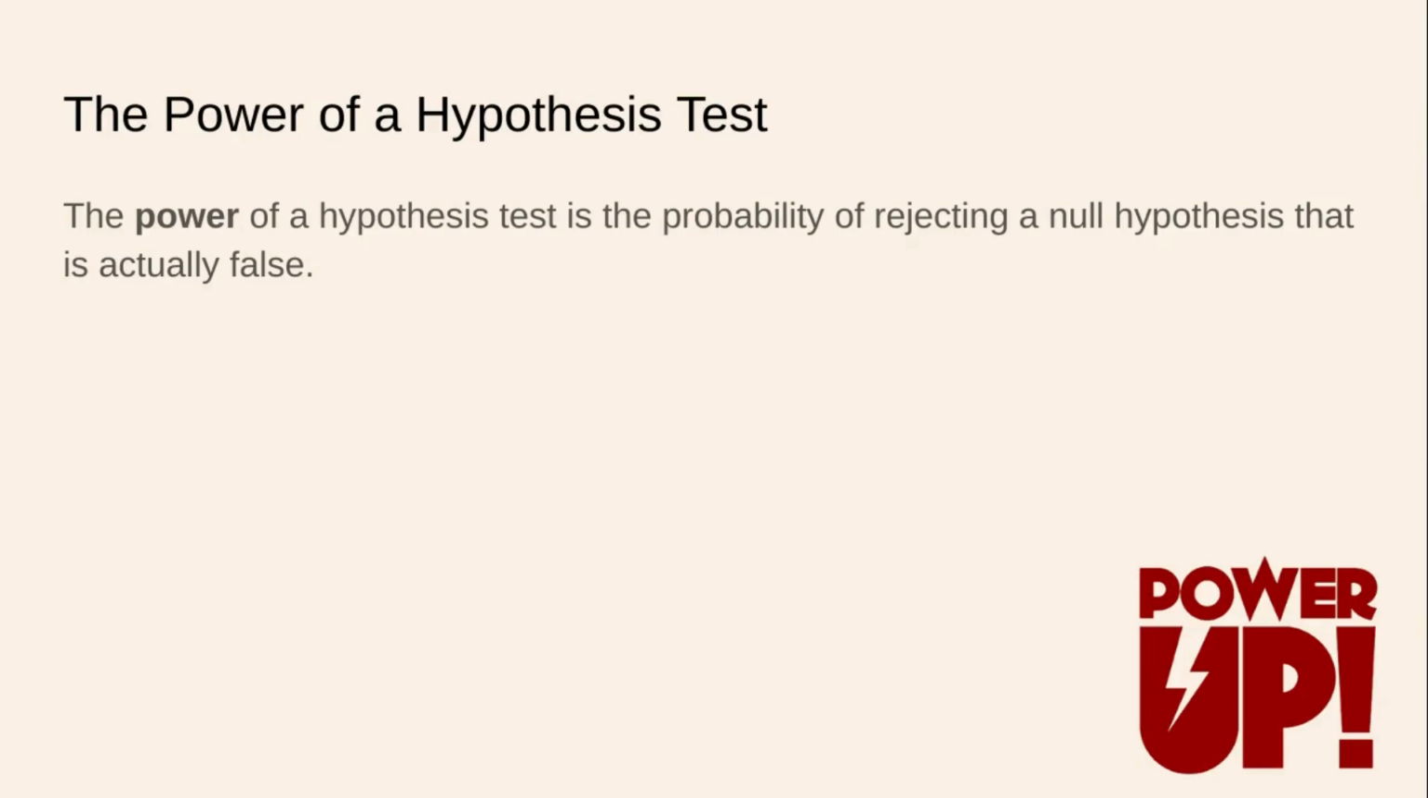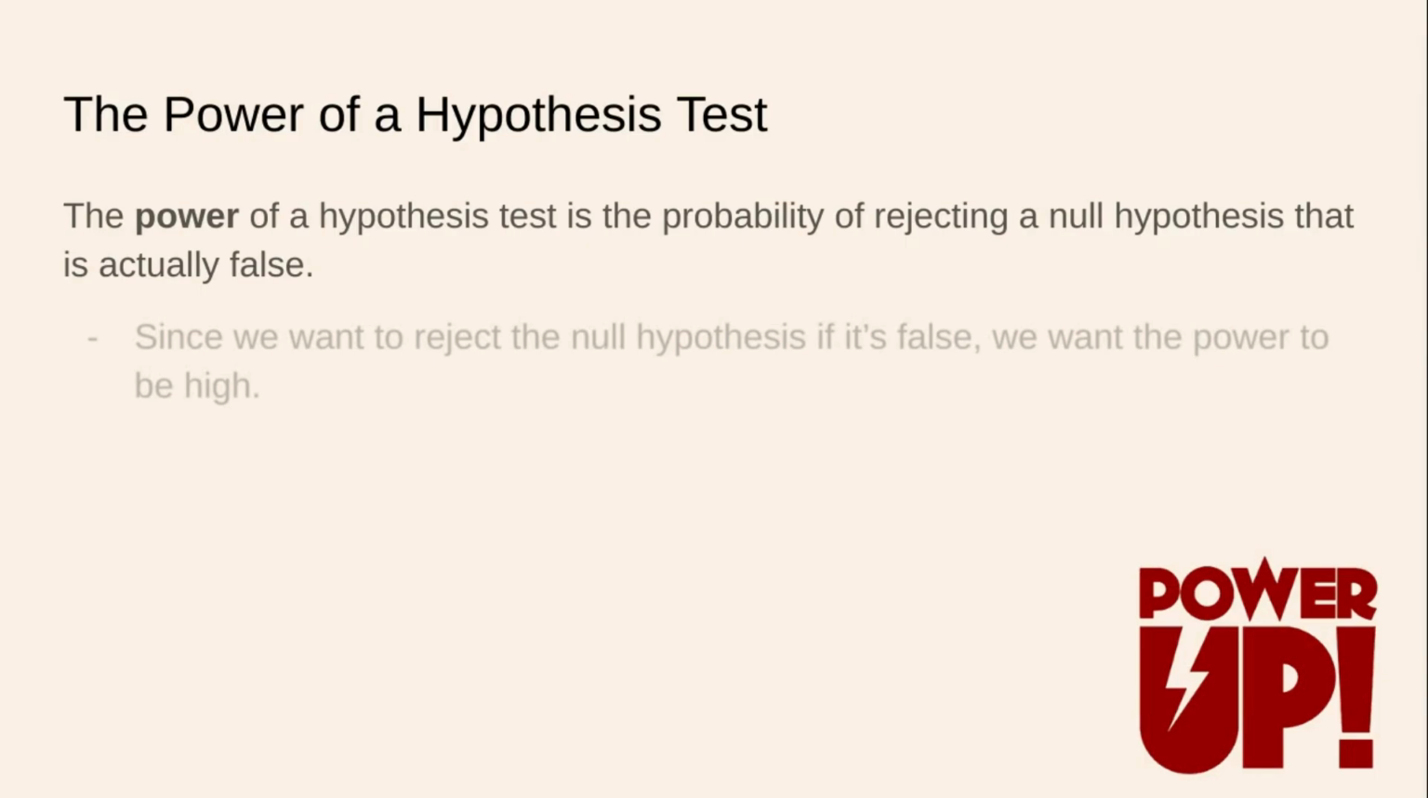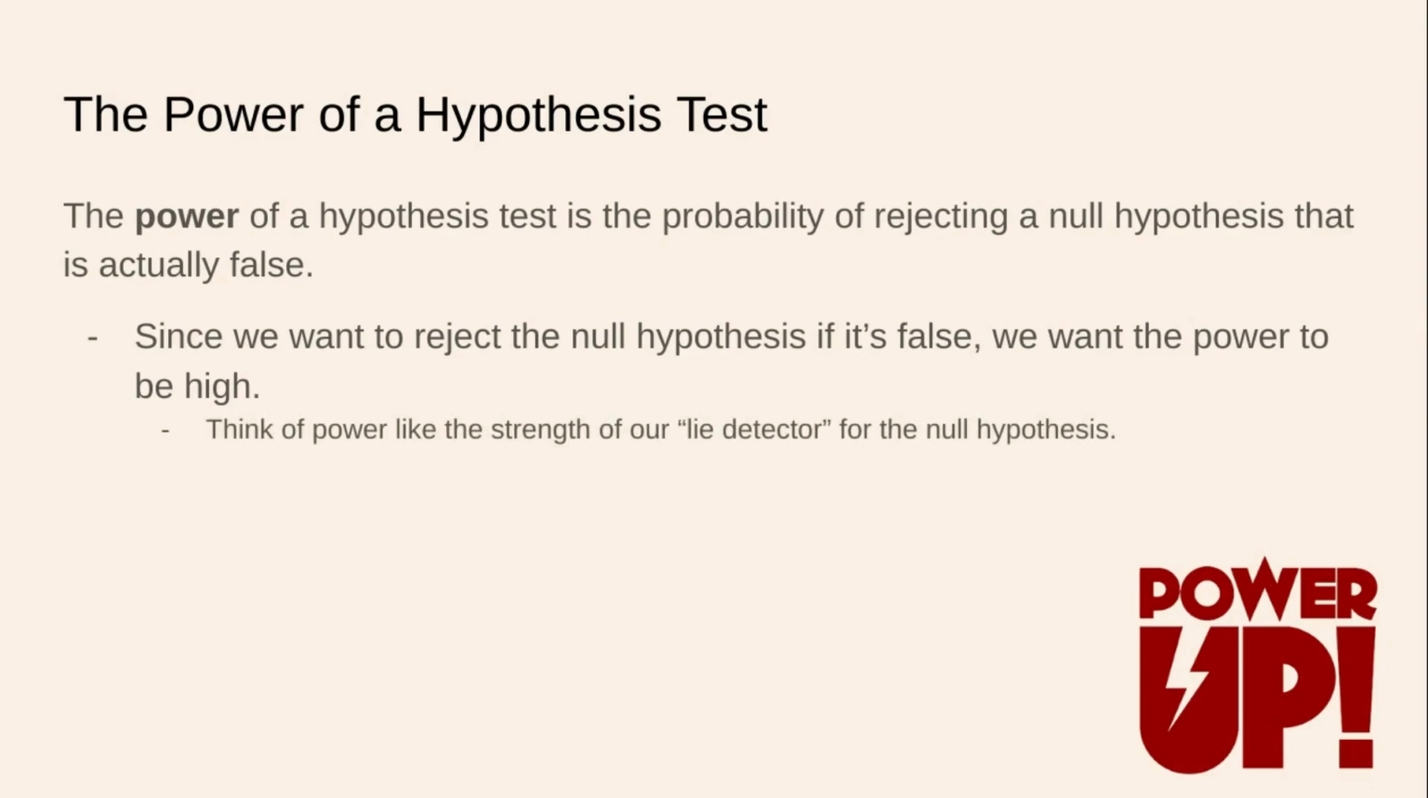If a null hypothesis is false, you want to reject it. And the odds that you do is called the power. Since we want to reject a null hypothesis if it's false, we want the power to be high. Okay? You can think of power like the strength of a lie detector for the null hypothesis. How capable are we of picking up on a lie in our null hypothesis? In prior examples, how likely are we to pick up on a lie for our p sub 0 value?